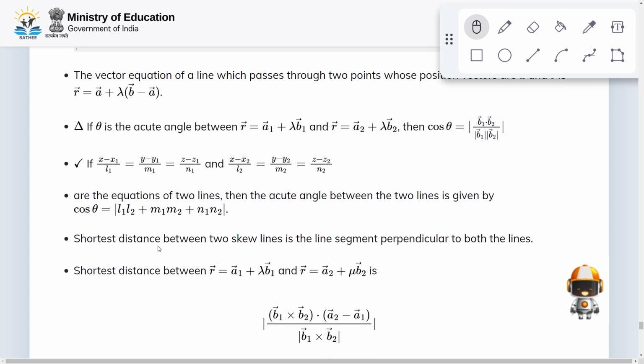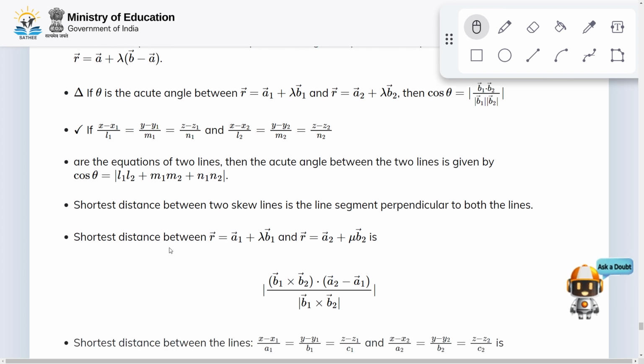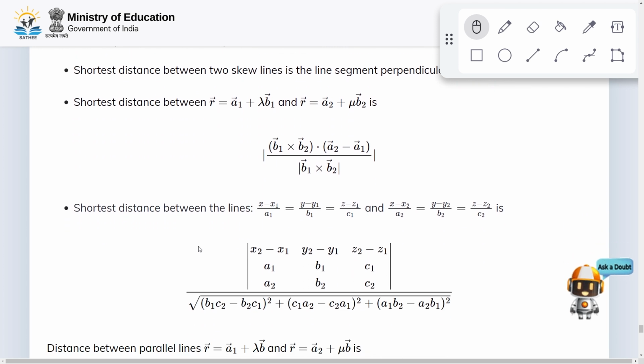Now, the shortest distance between two skew lines is the line segment perpendicular to both the lines. The shortest distance between two given lines in vector form is the cross product of b1 and b2 dotted with a2 minus a1, divided by the magnitude of the cross product of b1 and b2.